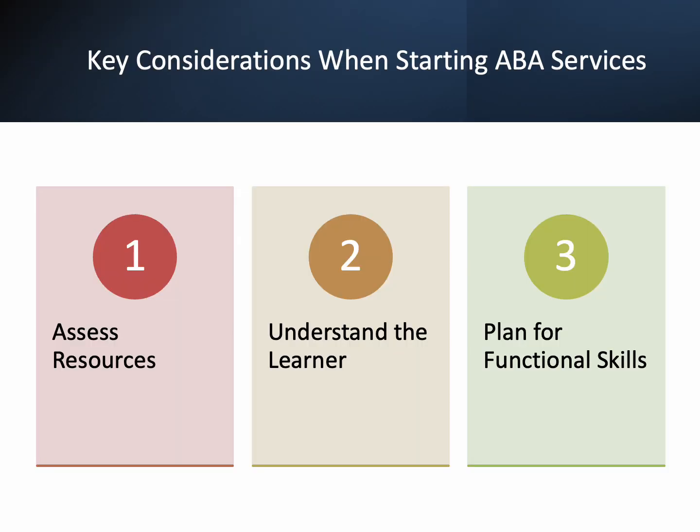So in the article, there are 3 key considerations that are highlighted that you should focus on when starting ABA services. The first one is that we should assess resources. The second one is that we need to understand the learner. And the third one is that we need to plan for functional skills. So I'm going to go over what each of these means, and we will talk about certain ways that you can evaluate if you are doing each of these things.